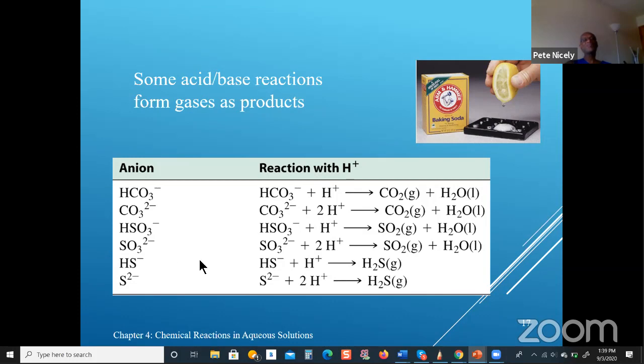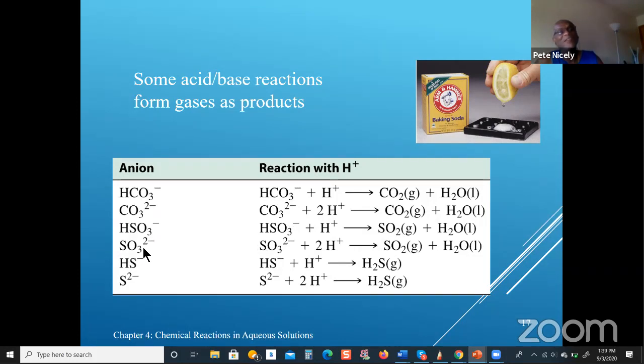Another acid-base reaction that produces gases is when you add acid to either the hydrogen sulfite ion or the sulfite ion, right? So compounds containing these ions, when you add acid to them, you're going to have the formation of sulfur dioxide gas. Now, this particular reaction, I would not recommend that you do at home, because sulfur dioxide is a pungent gas. If you're in a room filled with that gas, you start choking, unable to breathe, and all of that. All right, so I would not recommend that you do that reaction at home.